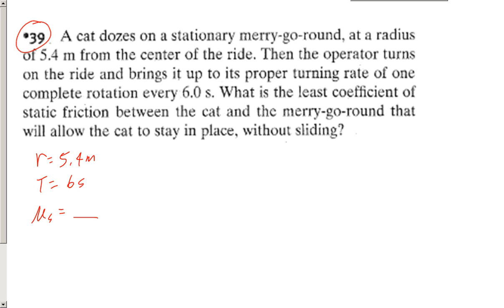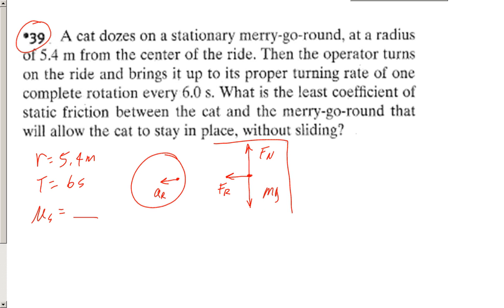So what we need to do is look at it from above and realize that this is the cat, and to keep it going in a circle, we're going to need a radial acceleration. Looking at it from the side, the normal force of the floor on the cat would be up, the weight of the cat would be down, and a radial would be in this direction, but this is a free body diagram, so we have to make it a radial force, F radial. So here's our free body diagram. The radial force is what's going to make it go in a circle.